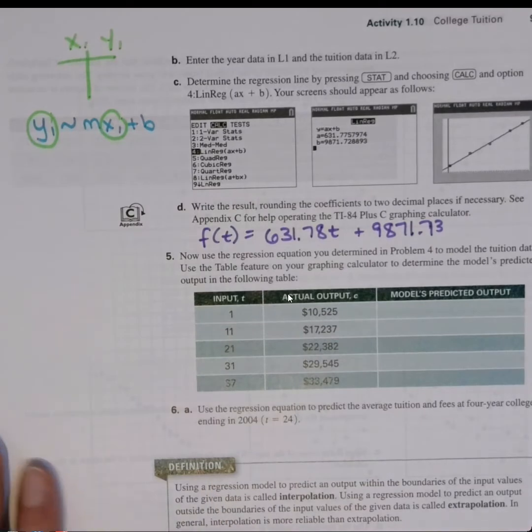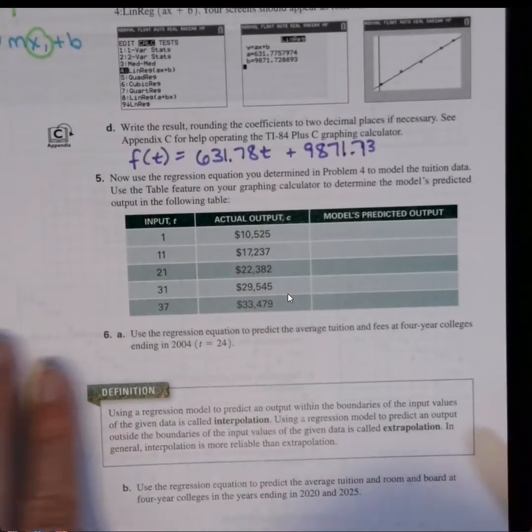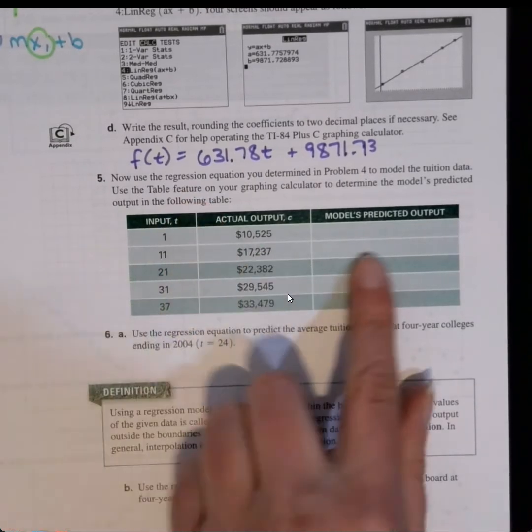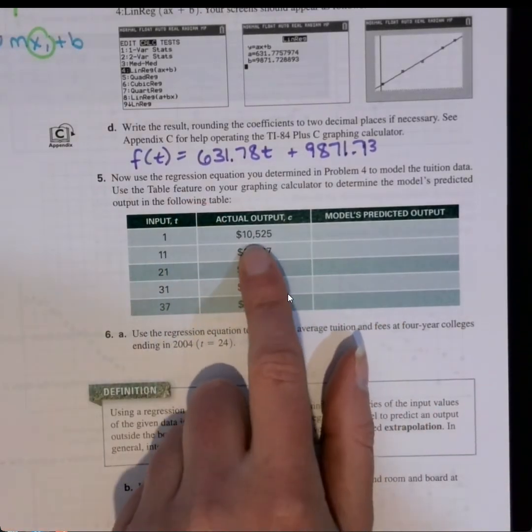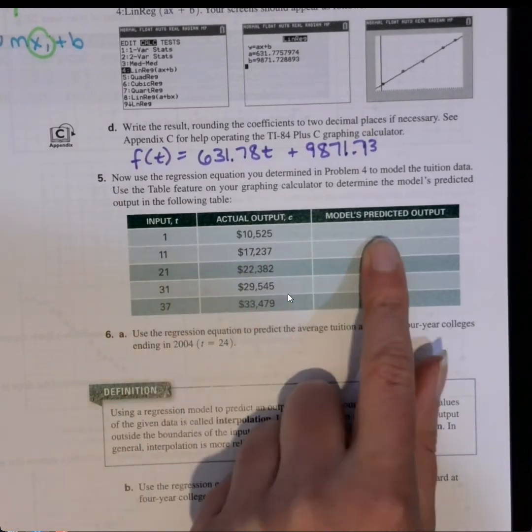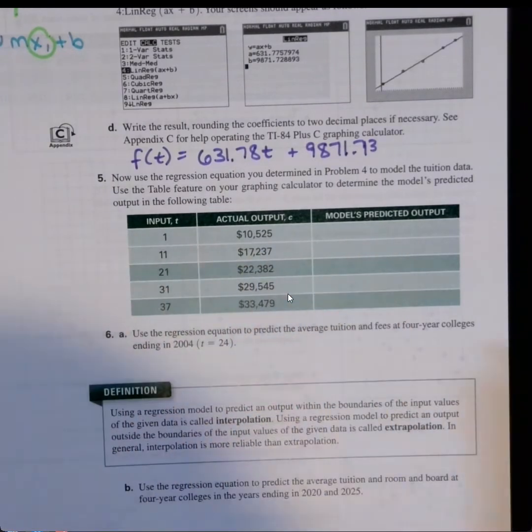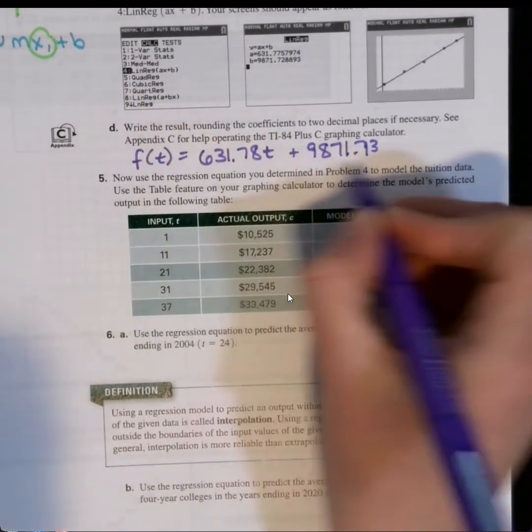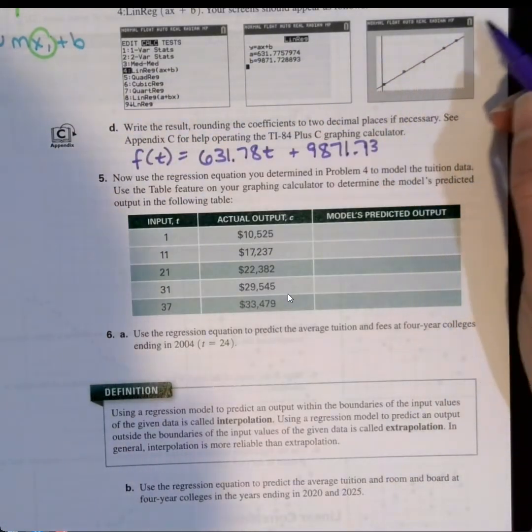Now, I'm bringing my decimals back here in just a second. We have the actual output from the initial table. We want to fill in the model's predicted output. So this is the line of best fit, the line that would best fit these data points.